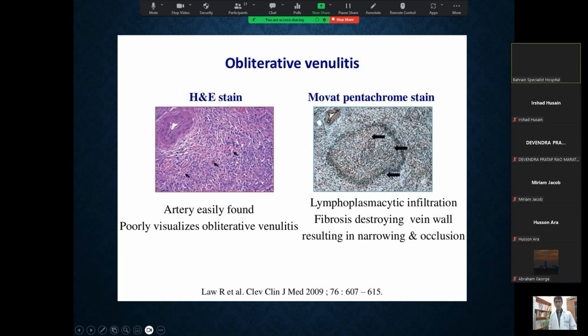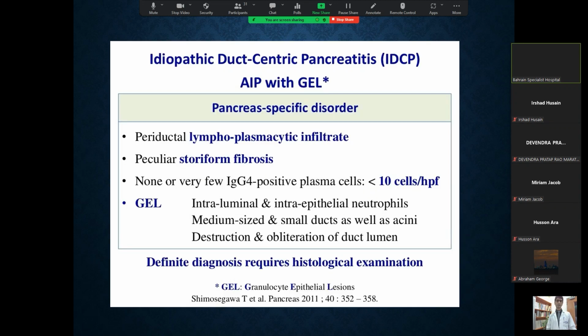Another artery is easily found, but the vein is lost. But here we can see lymphoplasmacytic infiltration with fibrosis destroying the vein wall, resulting in narrowing and occlusion. This is called obliterative venulitis. The other one, which is usually type 2, is called idiopathic duct-centric pancreatitis. It also presents like a periductal lymphoplasmacytic infiltrate, peculiar storiform fibrosis with none or very few IgG4 positive cells, less than 10. It's called GEL because intraluminal and intraepithelial neutrophils are seen, with medium size ducts involved, and destruction leads to lumen obliteration.